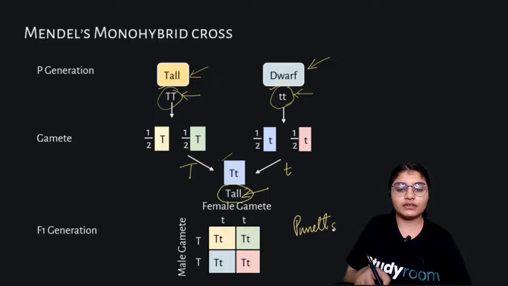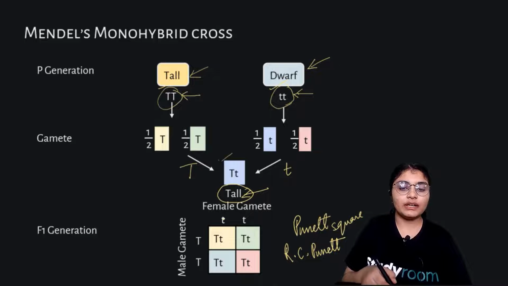Okay, so this is known as the Punnett Square, and this concept was invented by a scientist known as R.C. Punnett. R.C. Punnett was a person who actually saw how the gametes are combined and these genotypes are formed.